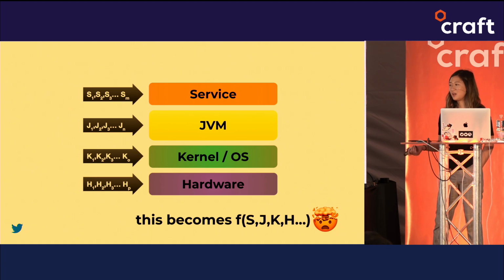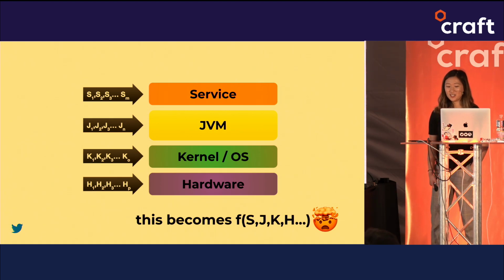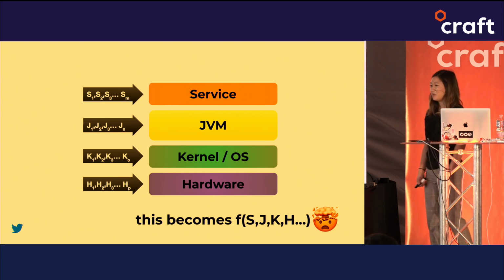Since we were talking about performance tuning, how could we possibly tune all of these parameters? That seems pretty hard. So we have to start somewhere. Being the JVM team, we decided to focus on the JVM parameters.